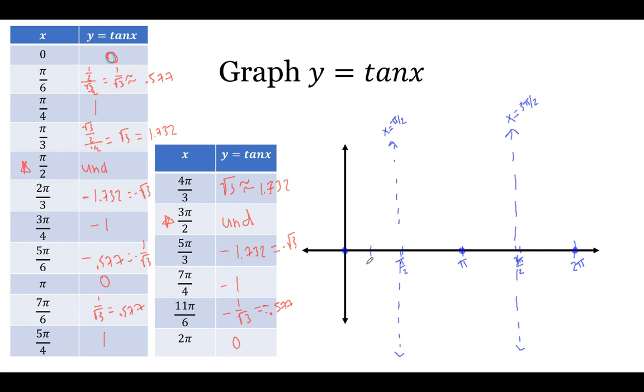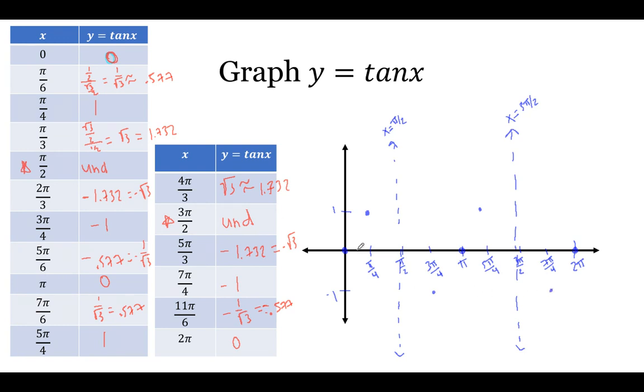What about in between here? What was it at pi over 4? Pi over 4, it was 1. I'm going to have 1 and negative 1. What was this? 3 pi over 4, it was negative 1. 5 pi over 4, it was positive 1 again. And at 7 pi over 4, the computer's having some issues, it was negative 1.